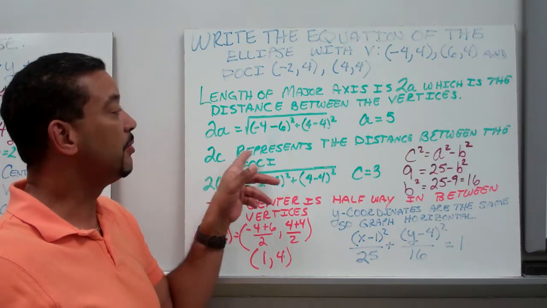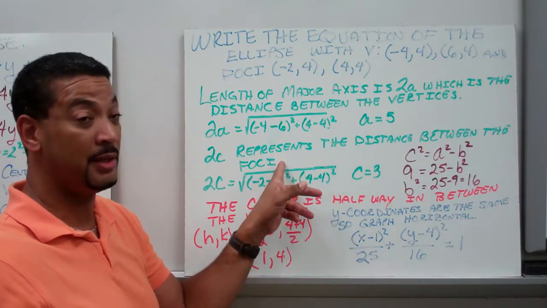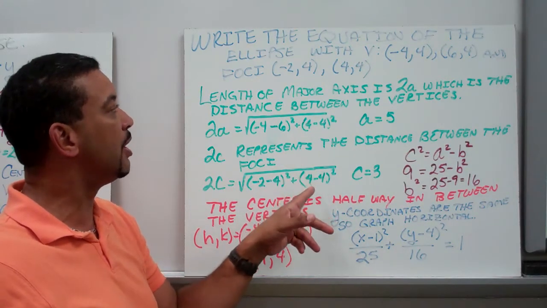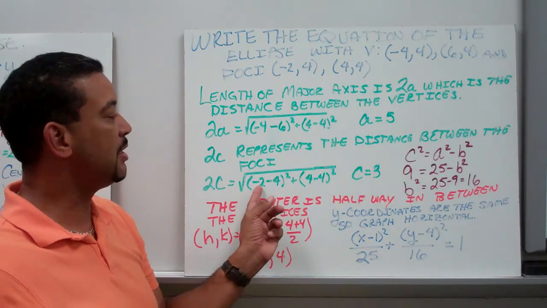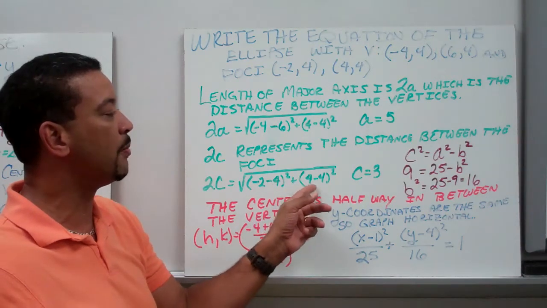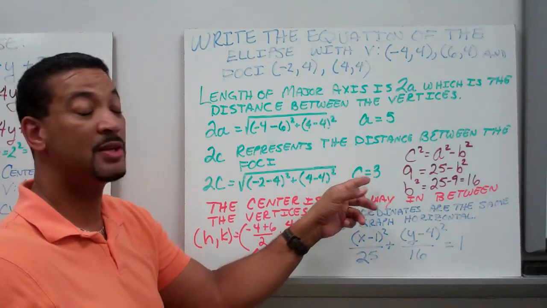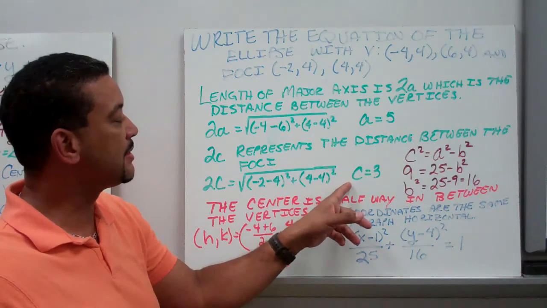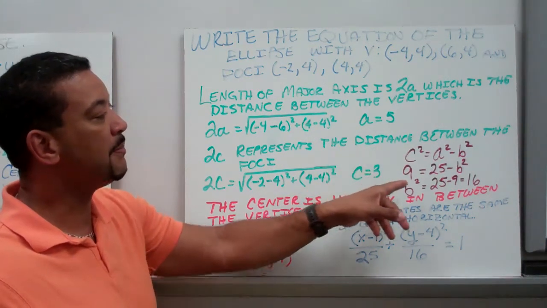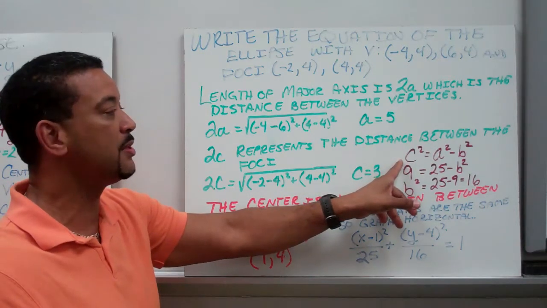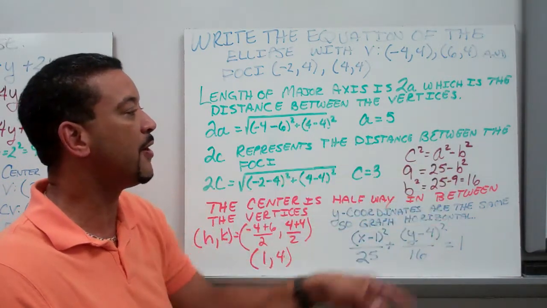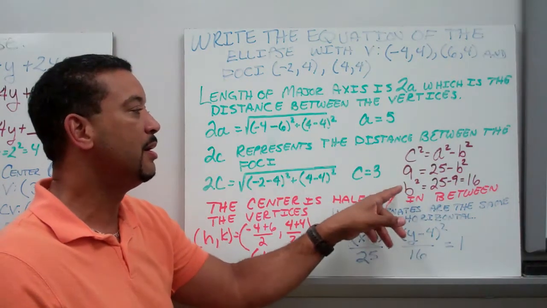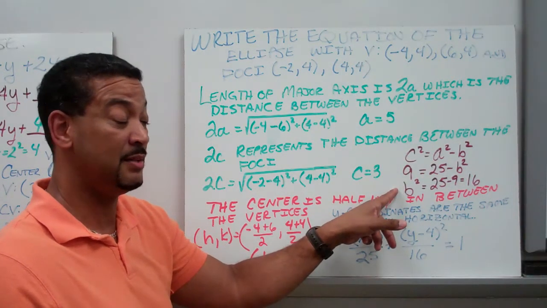So 2c represents the distance between the foci. Same thing, 2c is going to be equal to the square root of (-2 minus 4) squared plus (4 minus 4) squared. c is going to be equal to 3. So we've got a and c. We can find b using our formula: we square c, we square a, and we find b squared. So 9 is equal to 25 minus b squared, or b squared is equal to 16.